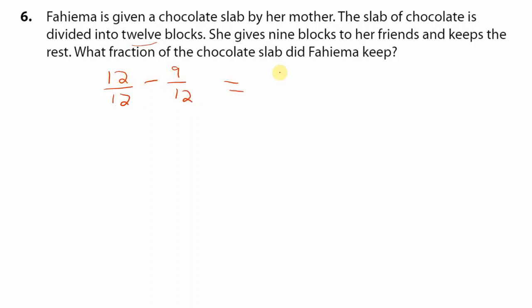So 12 minus 9 is 3 12ths. So 3 12ths is in fact what she has kept, since she gave away 9 12ths. To give away means to reduce, means the answer becomes smaller, so that's why we subtract. So that's why we end up with 3 12ths. We could simplify, this is not in simplest form. 3 can go into itself, 3 can go into 12. 3 goes into itself once. 3 goes how many times into 12? 3, 6, 9, 12, yes, 4 times. So a quarter is what she in fact kept to herself.